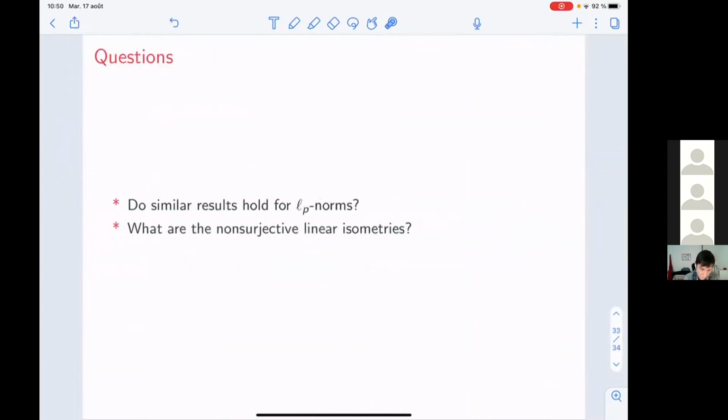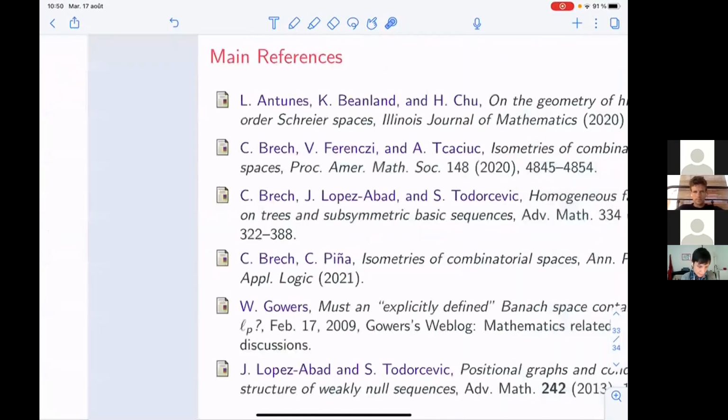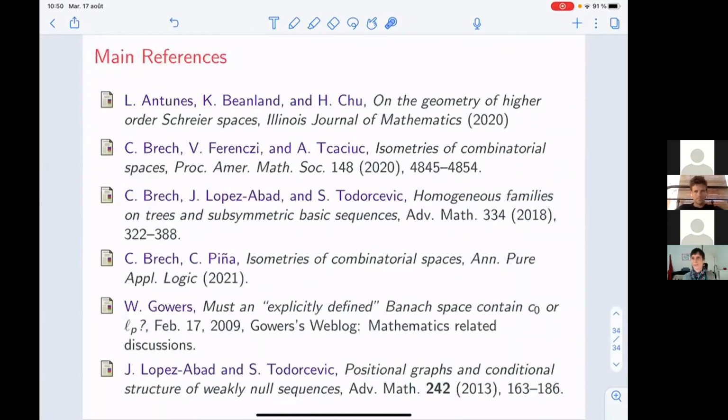And just to mention two questions: instead of putting just sums of absolute values, we can put sums of absolute values with p-norms over there. Do similar results hold for these norms? And also, what about the non-surjective linear isometries between these spaces? Because of course, this is a very rigid structure which we considered, right? So what can be said if we take something weaker? And okay, here are all the references, and this is all. So thank you very much.